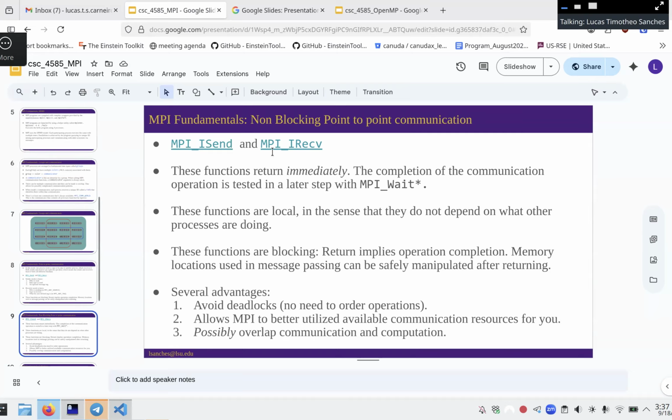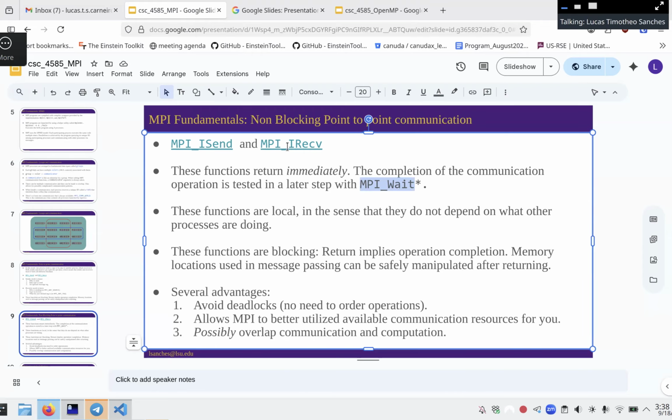But because these functions return immediately when you call them, right, you need some sort of way to know in the future, after you gave the send and receive instructions, if the communication has completed or not, right? And that's why after you call MPI_Isend or MPI_Irecv, you're going to have to call an MPI wait function, right? And what these functions give you is some sort of handle.